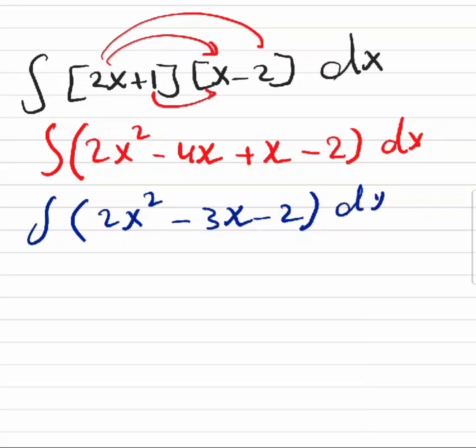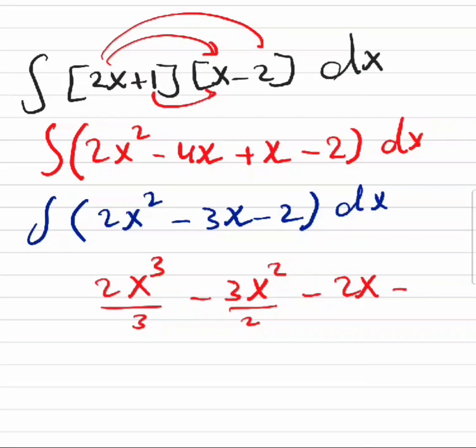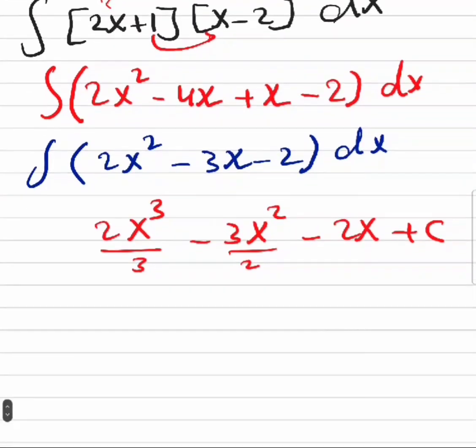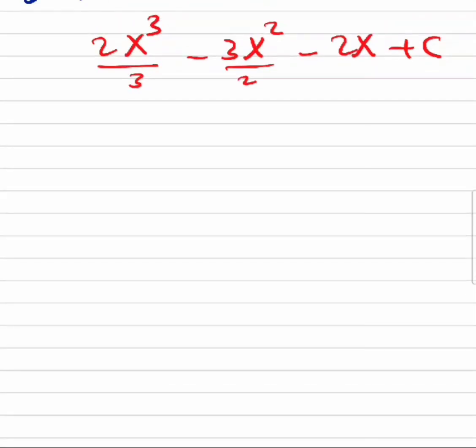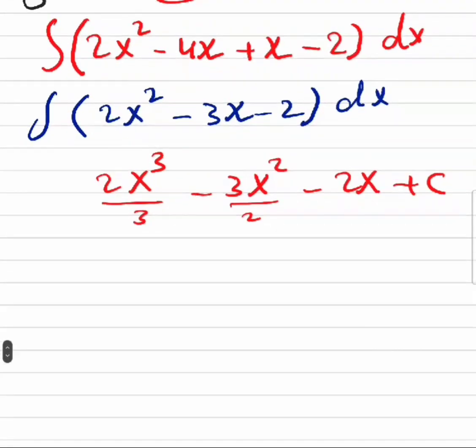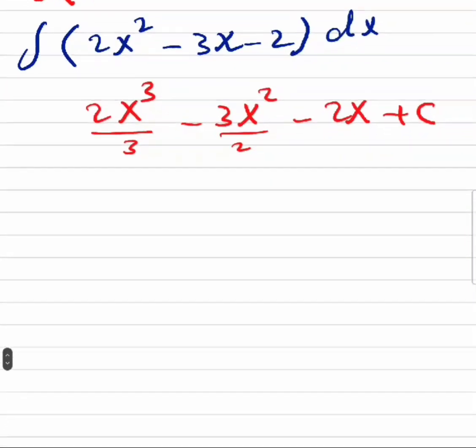So now let's integrate it. This is going to be 2x cubed divided by 3 minus 3x squared divided by 2 minus 2x plus c. And this is the answer. We can't really simplify it, so we're going to leave it like that.